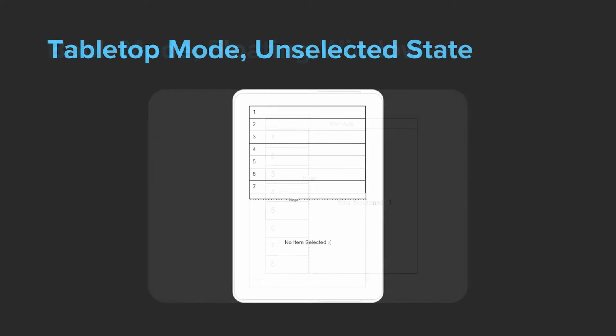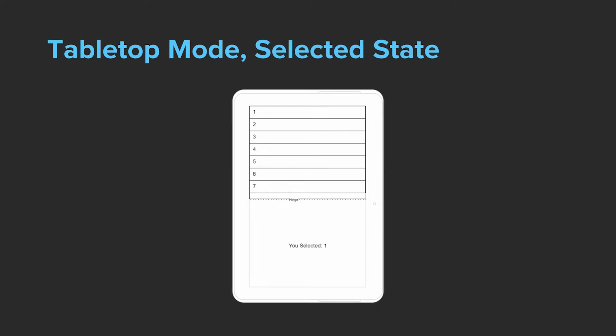Finally, for foldable devices in the tabletop mode posture, I will be building the app just like in book mode, except the list and detail views will be stacked from top to bottom.